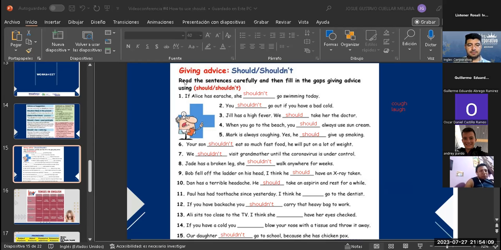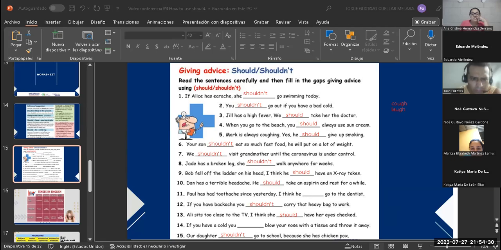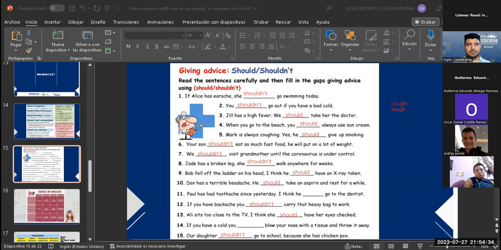Okay, let me see. 13. Ali sits too close to the TV. I think she should have her eyes checked. Yeah, so important to wear glasses. I guess I need them as well. Thank you. Let's listen to Maritza, and after Maritza, Guillermo.